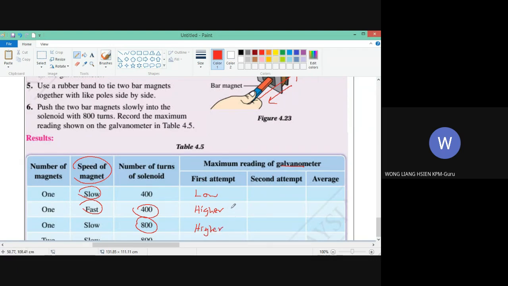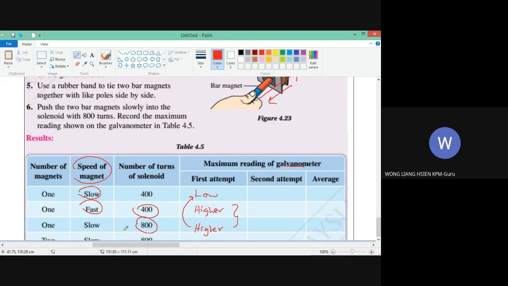Okay, this one is about the same as this one. But this is higher than this one. This one is higher than this one. So you can get a stronger EMF if you move the magnet faster, or if you have more turns. More number of coils, then you can also produce a stronger EMF.